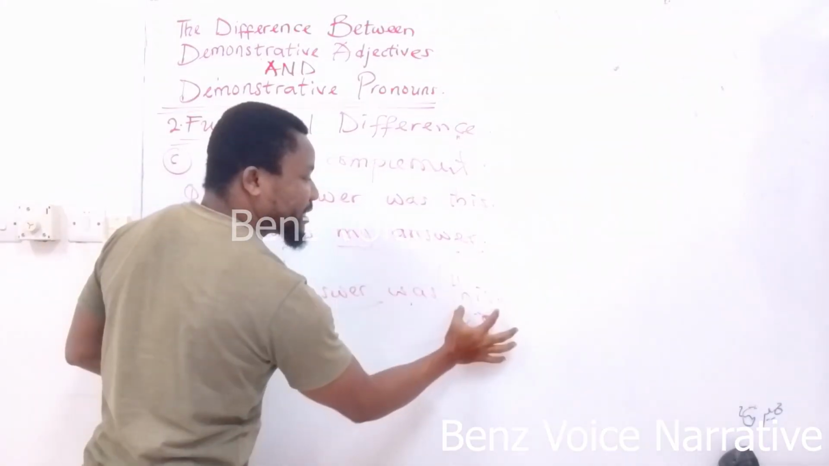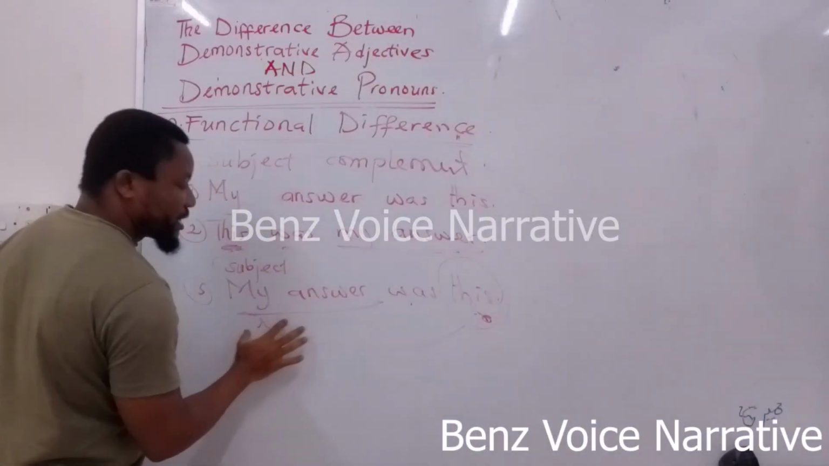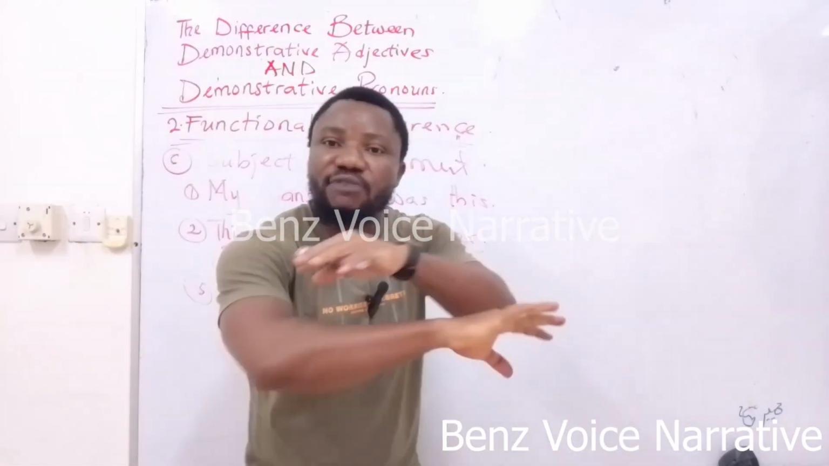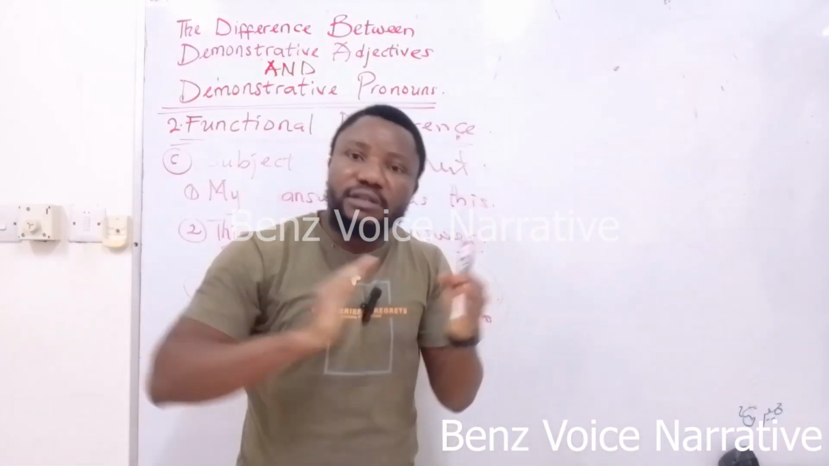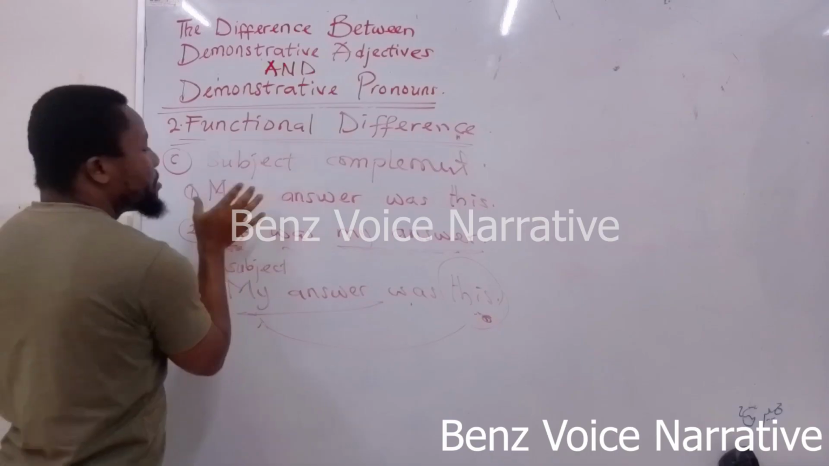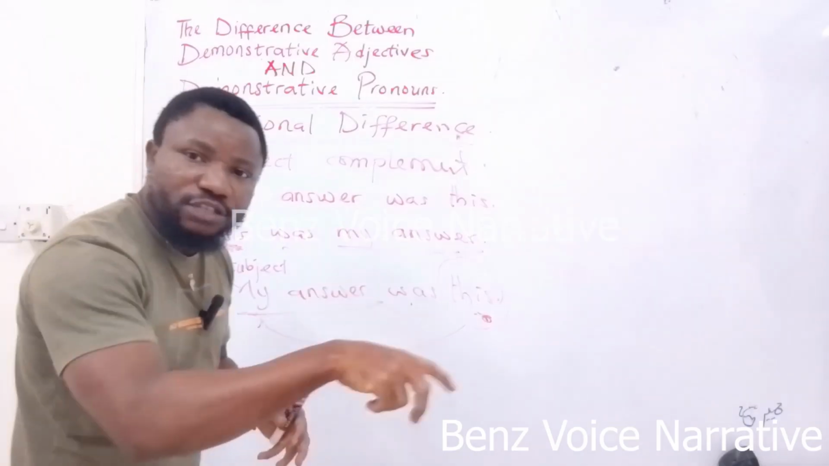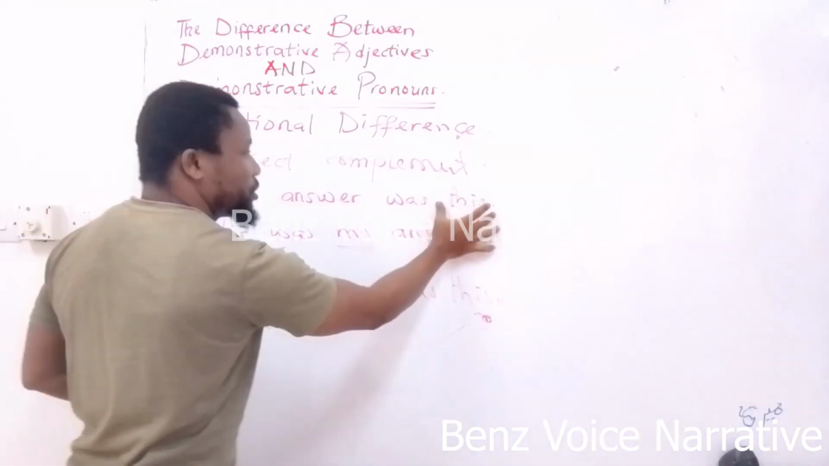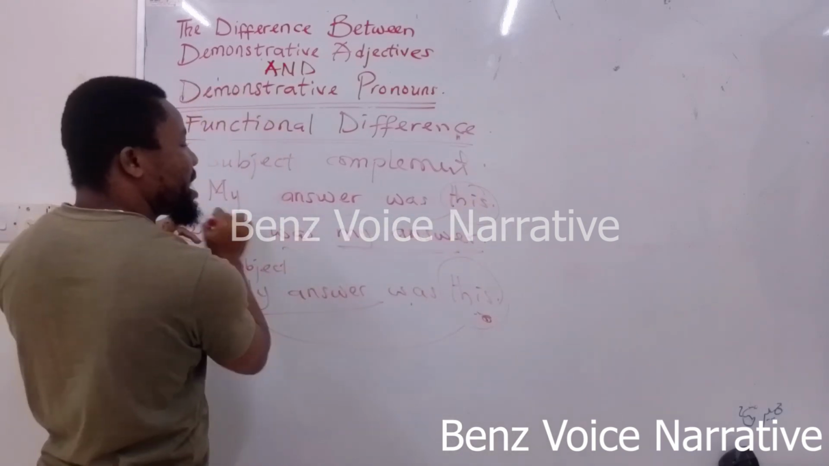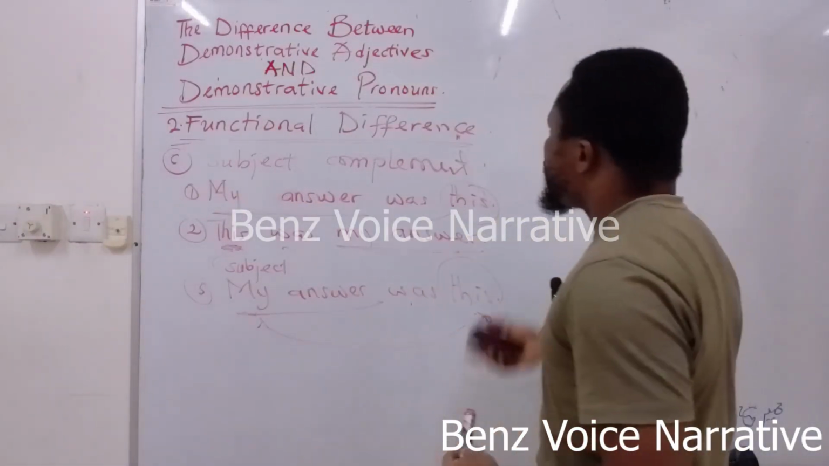So what is the function of this? This is a demonstrative pronoun functioning as the subject complement. It means the same thing as my answer. Remember that the subject complement is any word in a sentence that means the same thing, that refers to the subject of a sentence. So in example 1 again, my answer was this. What is that this we're talking about? My answer. So this here is the subject complement, and it means the same thing as my answer. So that is another function of the demonstrative pronoun.